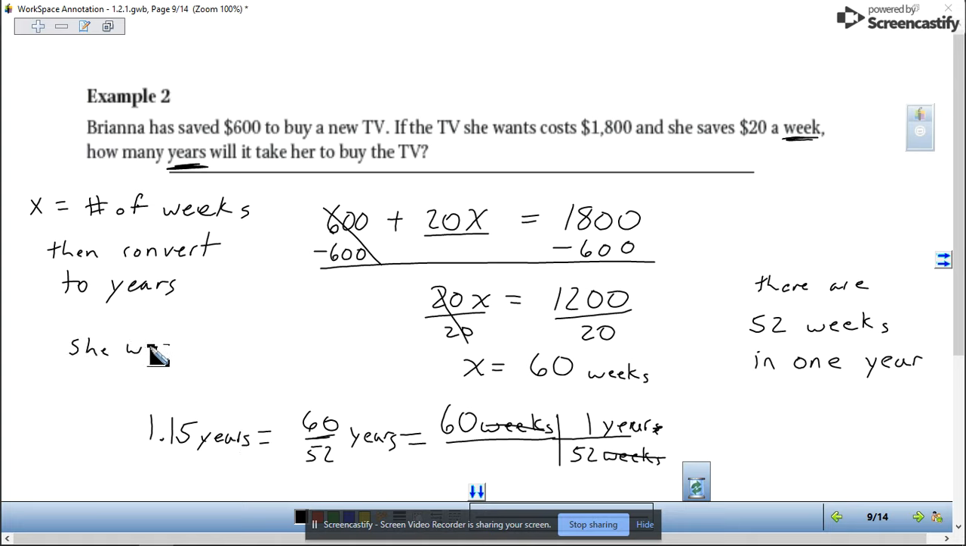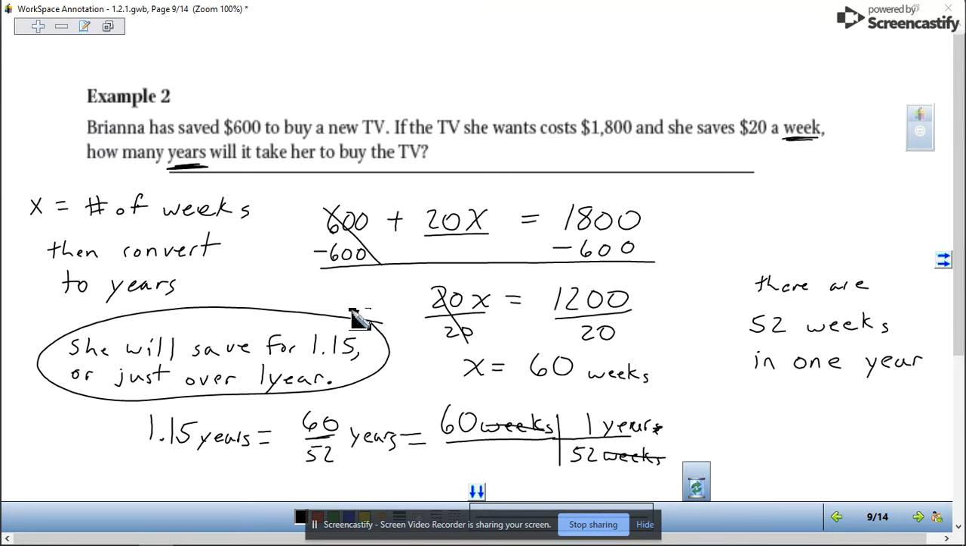So she will save for 1.15 years, or just over 1 year. Okay? That's how long it'll take her to buy that TV. All right, moving on to the next example.